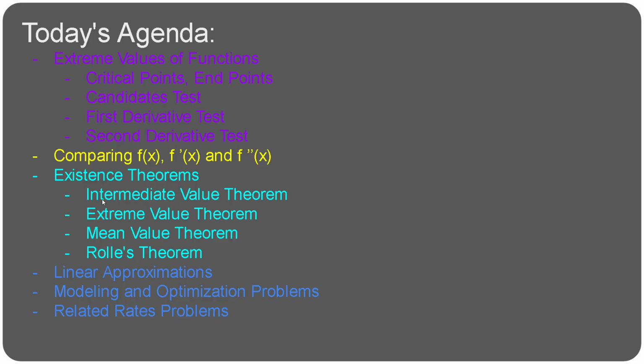So we've already been over the intermediate value theorem, and then we're going to introduce a couple more today. We have the extreme value theorem and the mean value theorem, and then Rolle's theorem, which is kind of a type of mean value theorem. And then let's go over some problems. We're going to go over linear approximations, modeling optimization problems, and then related rates problems. And those are all types of problems that you'll see really commonly where stuff like this comes into value.